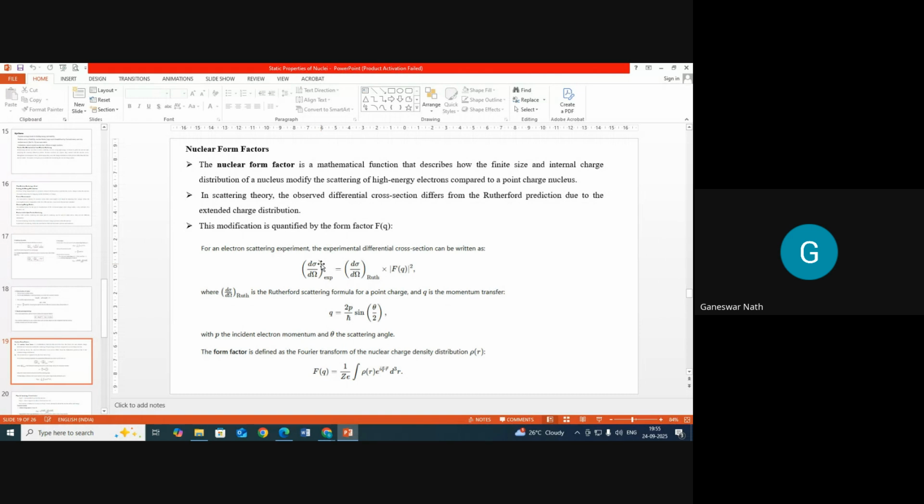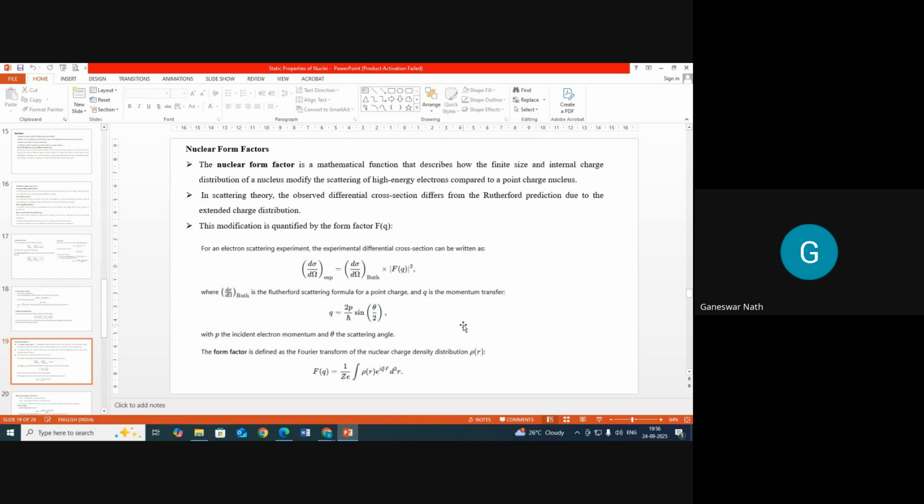So in scattering theory, the observed differential scattering cross section is different from that of the Rutherford prediction due to the extended charge distribution. What I already told, this modification is quantified by the form factor F(q), and for electron scattering the experimental differential cross section is given by dσ/dΩ Rutherford, the Rutherford scattering cross section, into the form factor squared. This Rutherford formula contains a point charge.